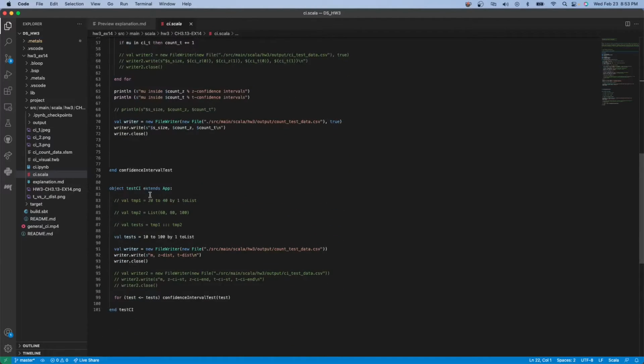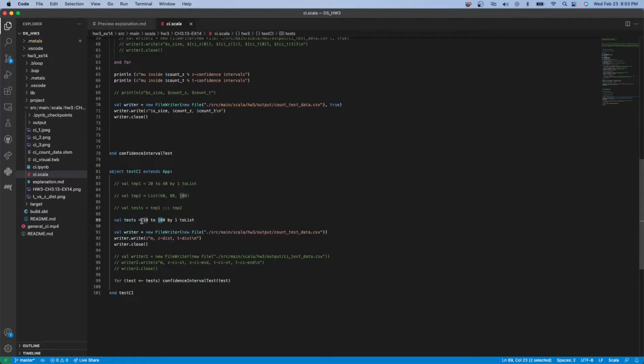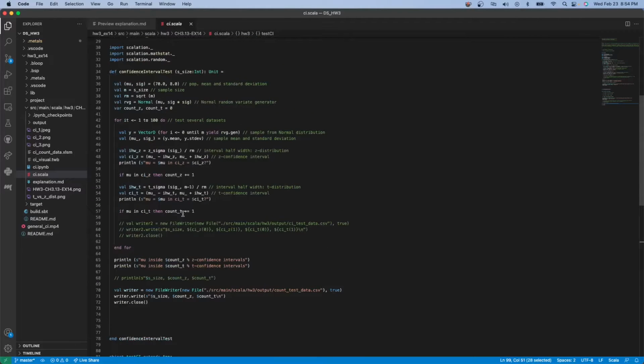So I made an object, and all it does is create a list of, quote, test values. This is just a range of sample sizes from 10 all the way to 100. Then we're going to feed that whole list, every value from that list, into the confidence interval function.